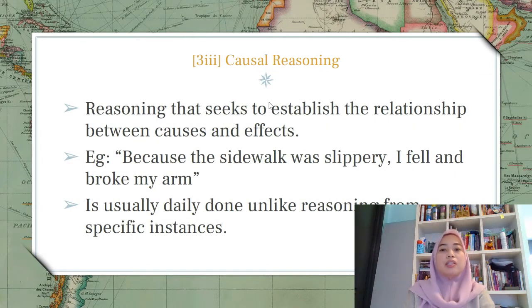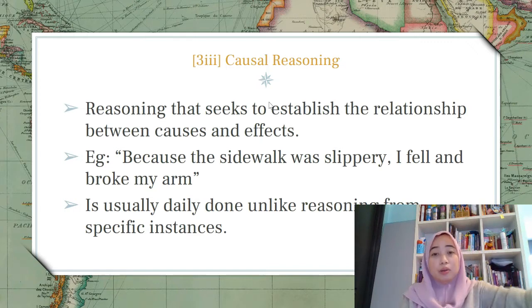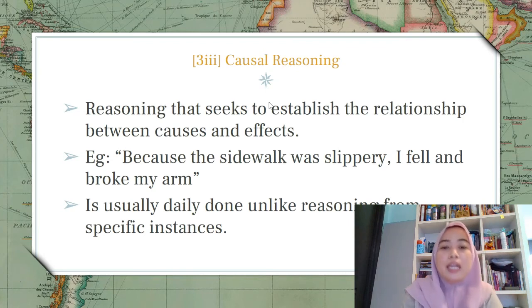Now, causal reasoning is a type of reasoning that seeks to establish the relationship between causes and effects. All right, so the example over here is: because the sidewalk was slippery, I fell and broke my arm. All right, so this is something that is done daily, unlike reasoning from specific instances.